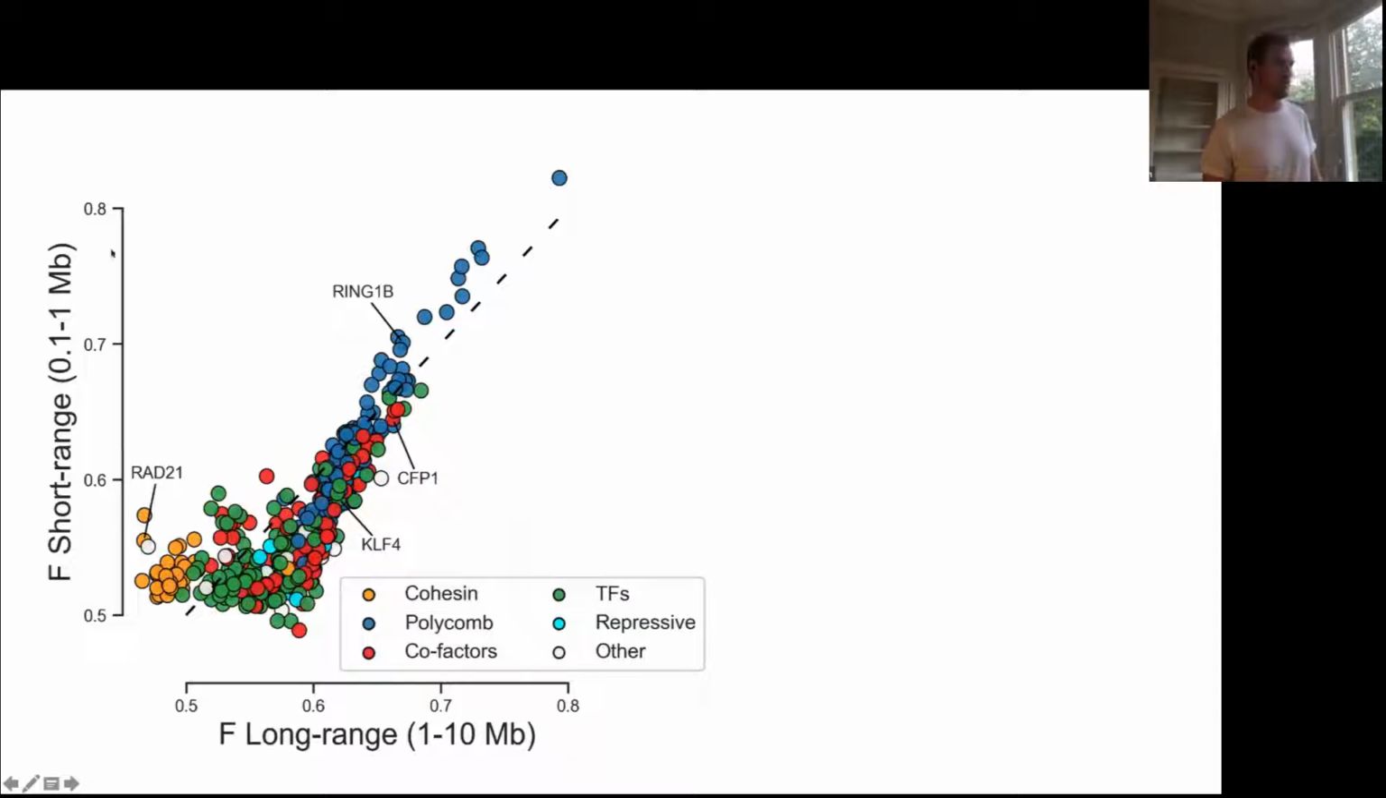So you have the y-axis, which represents the enrichment on the short range, and the x-axis, which represents the enrichment on the long range, and higher than 0.5 means enriched. And you may see here at first glance, you have this cluster of yellow at the bottom. So these are enriched for short range, but not long range. And these are the cohesin factors. And then you have the blue dots, which are the polycomb components. They are enriched very highly, and also both at short and long range.